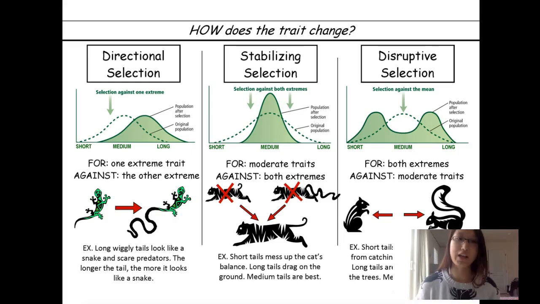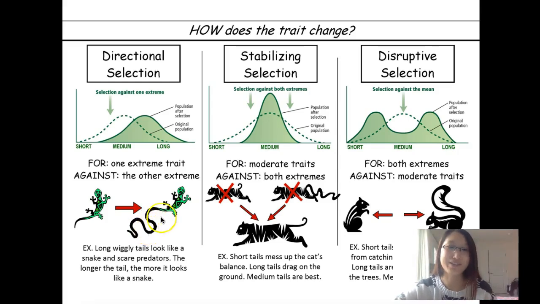The first one is called directional selection. So we have our original curve right here. Directional selection happens when only one of the extremes, either this end of the curve or this end, is the most fit within the population. For example, we have these lizards, and having long tails is good for their survival because it scares away the predators. So over time, a lot of the really short tail lizards would die, and the longer tail lizards would be better at surviving and reproducing.